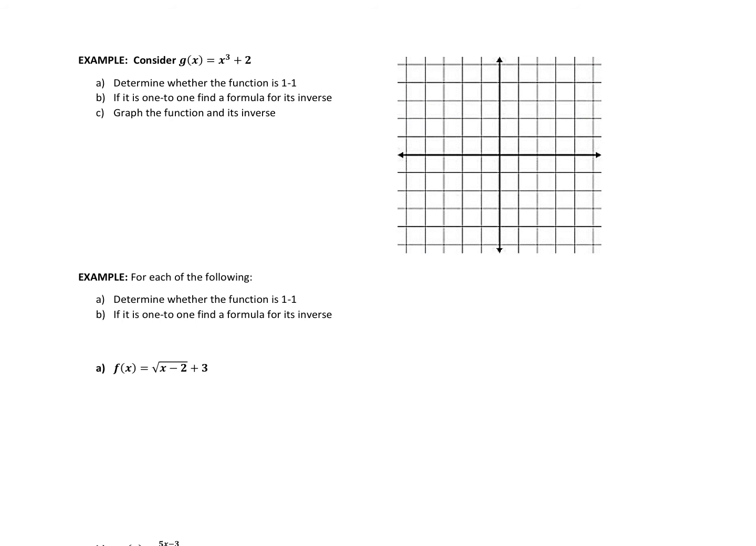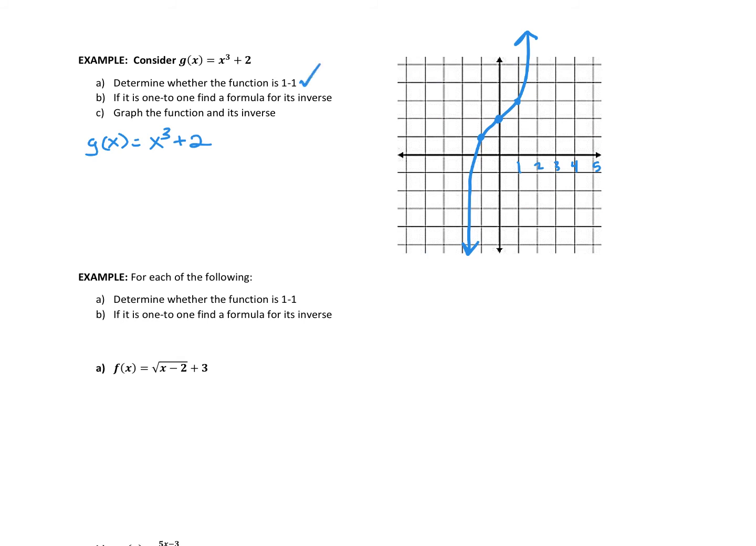All right, here is another example. Again, we're going to assume a standard scale here. I want to determine if the function is first one-to-one. So we're going to graph g of x equals x cubed plus 2, which is the graph of x cubed shifted up 2 units. So we should have something that looks something like this. Is it one-to-one? Well, hopefully you can see that it would in fact pass the horizontal line test, and it is one-to-one.